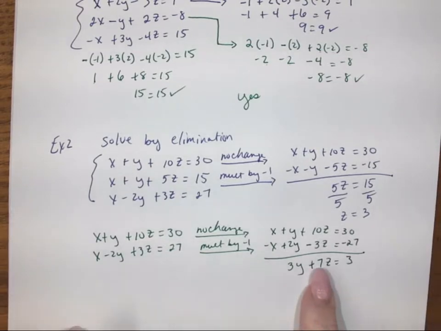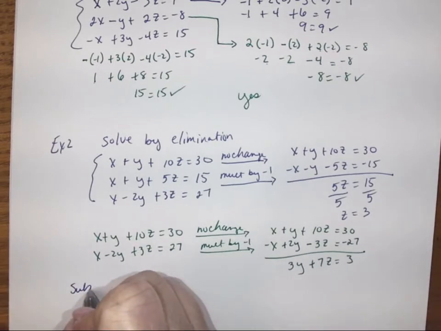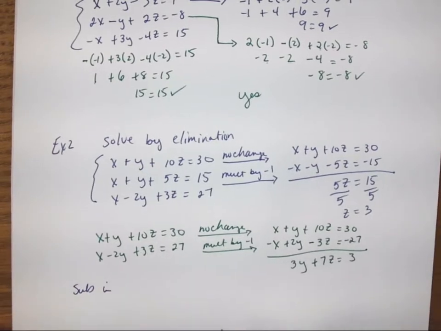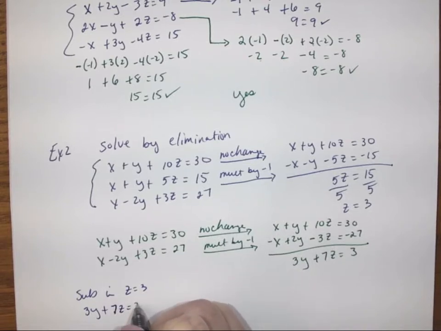Well, now I have an equation that has a y and a z, and I know what z is equal to. So I'm going to sub in our z equal to 3 into this equation here. So 3y plus 7z is equal to 3. We'll have 3y plus 7 times 3 equals 3.